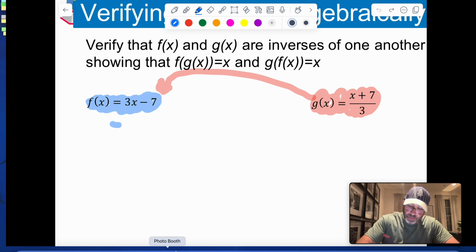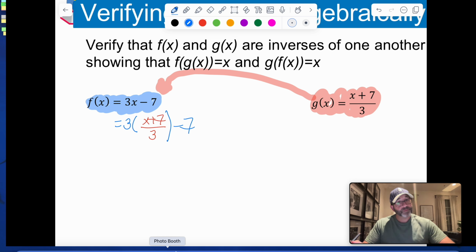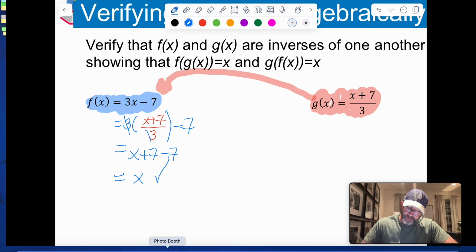Well, we end up with 3 times (x plus 7 over 3), and then minus 7. Okay, that's taking that g of x and plugging it in. And what's going to happen is our 3's cancel. We're left with x plus 7 minus 7. And we go ahead and simplify, we get x. That verifies it going in one direction.